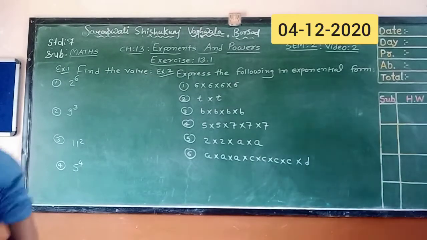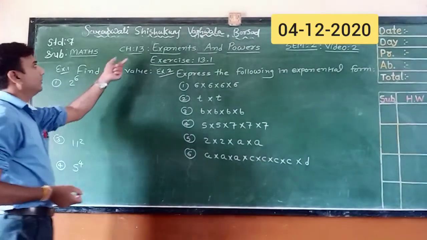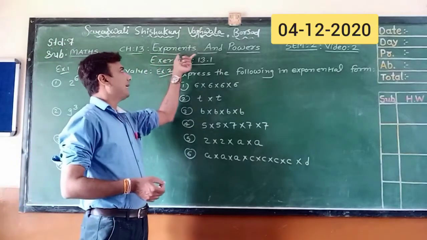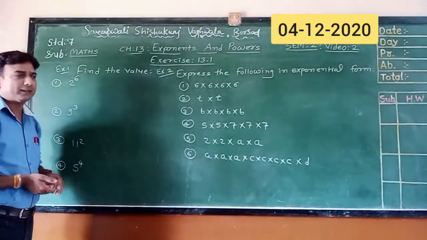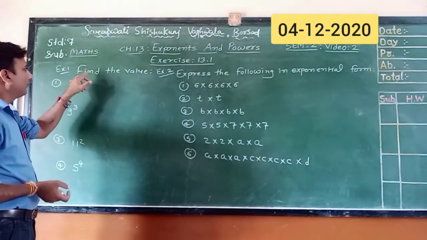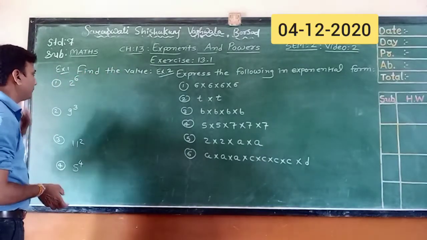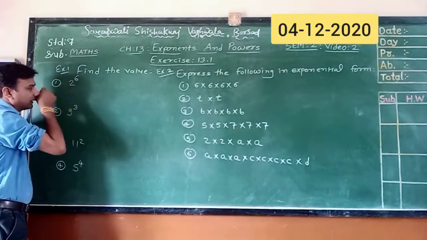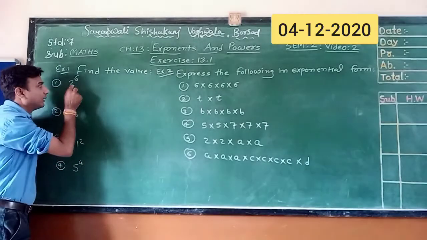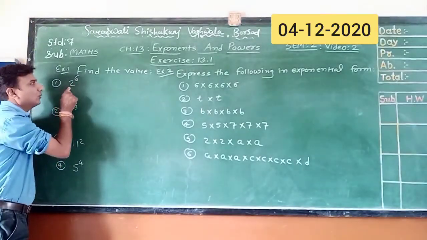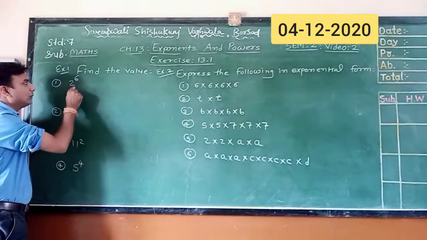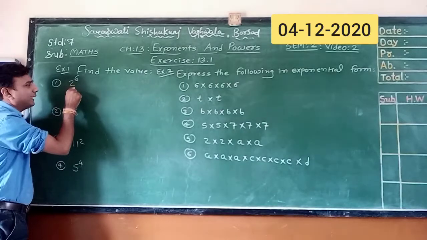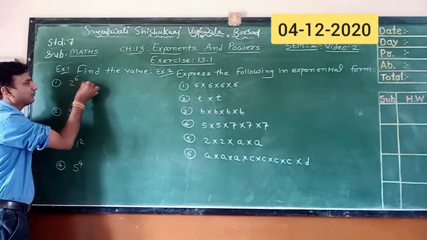Good morning, guys. Today we continue Chapter 13, Exponents and Powers, Exercise 13.1 from our textbook. Sum number 1: find the value of 2 raised to 6. How can we read this? 2 raised to 6 means we have to write 2 six times.